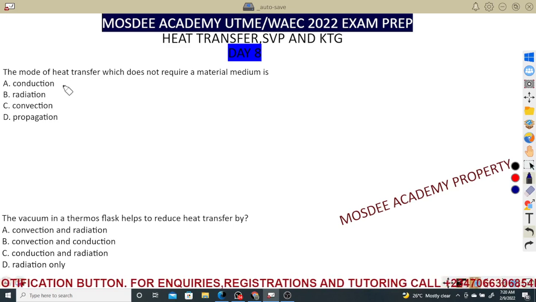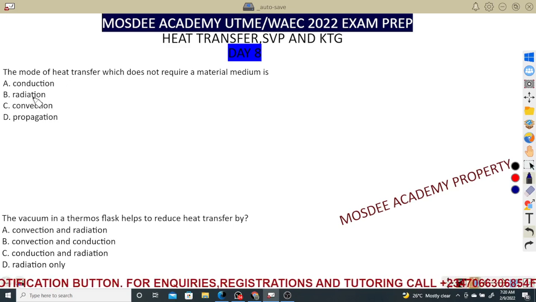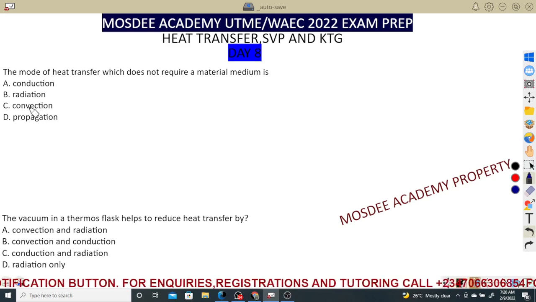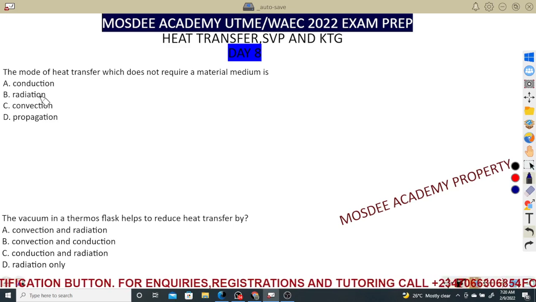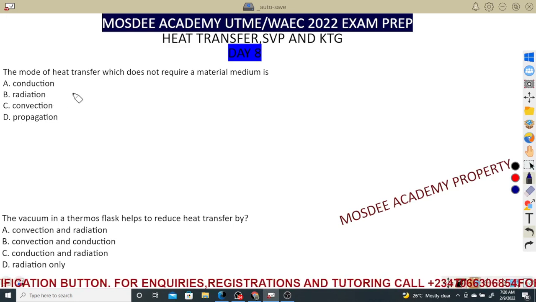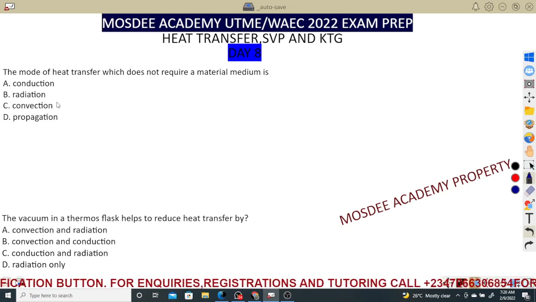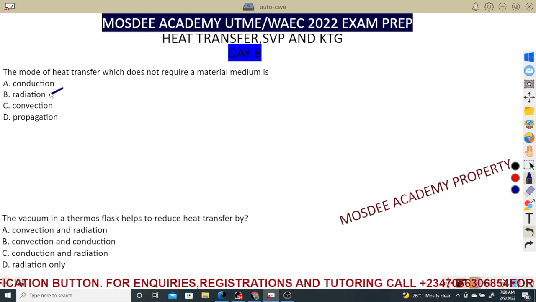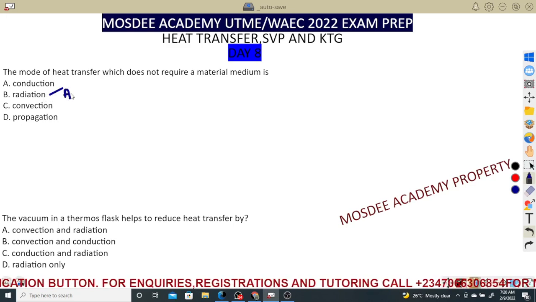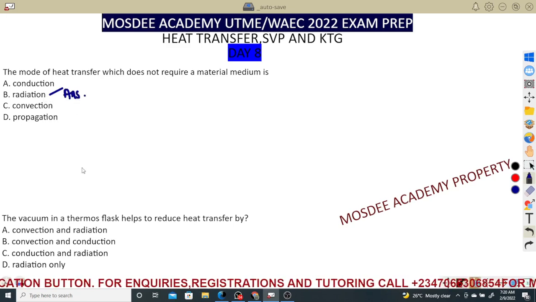So please keep that in the back of your mind. Radiation was explained better by Joseph Stefan, which we have studied in our junior classes. So the correct answer is radiation; do not waste time, answer this question as quickly as possible. So the answer to this question is radiation. There's no doubt about it.